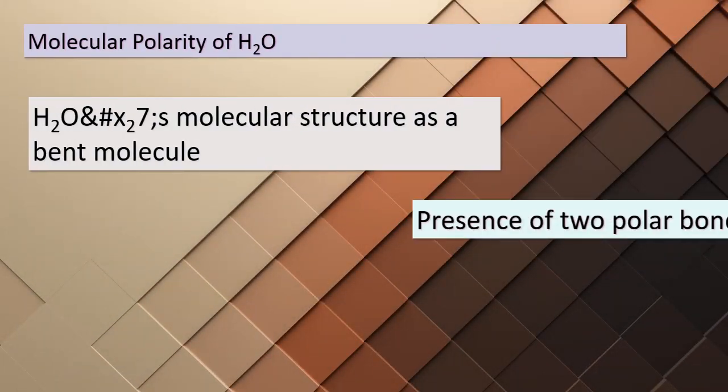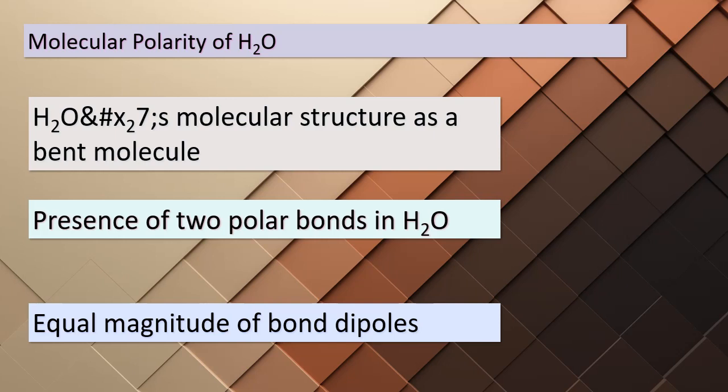Welcome back, dear students. Today, we're delving into the intriguing realm of molecular polarity, and our focus is on the remarkable molecule He2. As we venture into this topic, remember that molecular polarity plays a crucial role in various chemical interactions. Now, let's talk about He2's molecular structure. It's bent, like a little V-shaped molecule. This bent structure leads to something fascinating: two polar bonds. These bonds are identical and possess bond dipoles of equal magnitude.